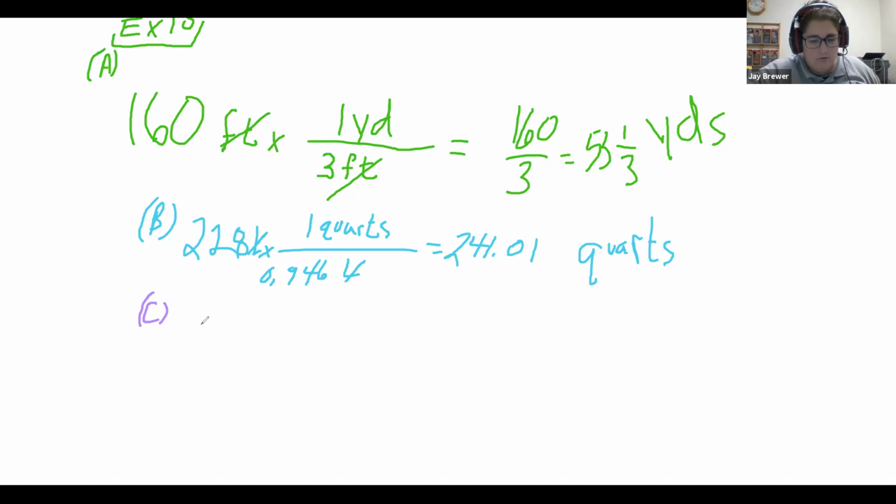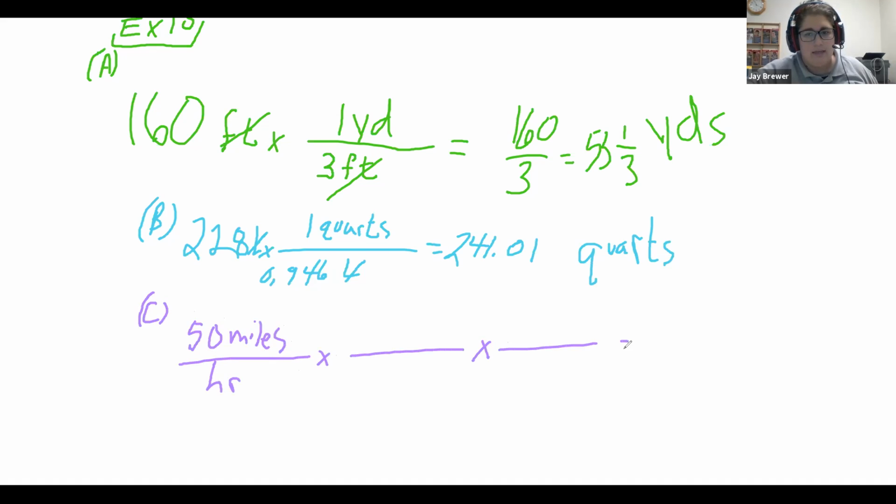Okay. So C, we started off with 50 miles in 1 hour, and we want to actually get to 2 different things, right? We want to get to feet per minute.